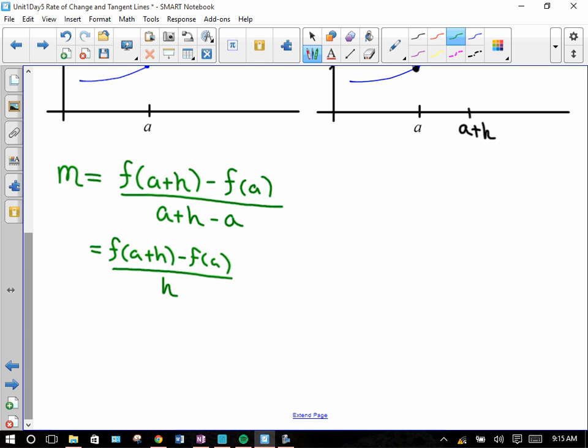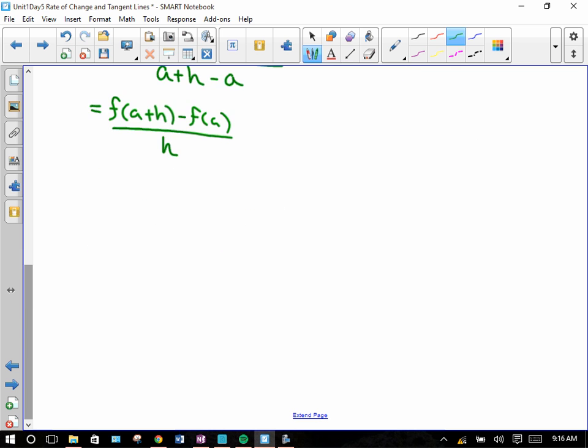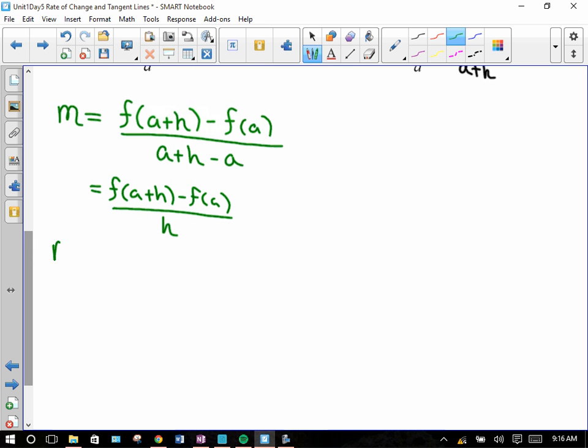Cool. So here's the thing though. We said we're letting h get closer and closer to 0, which sounds like limits. So really what we're doing to find the slope here is we need to find the limit of f of a plus h minus f of a divided by h as h gets closer to 0. So our slope is equal to the limit as h approaches 0 of f of a plus h minus f of a divided by h.